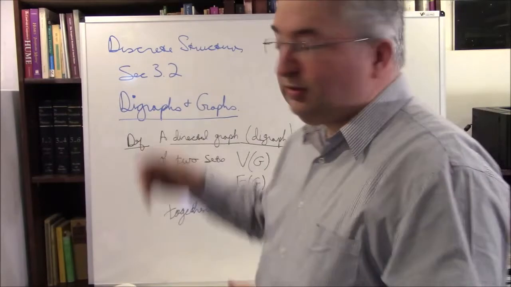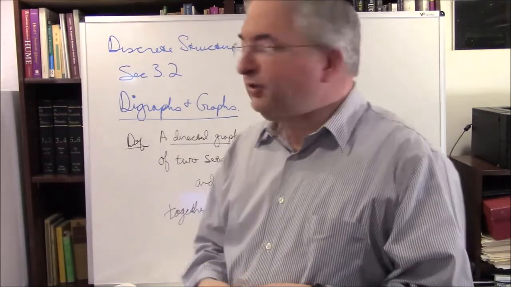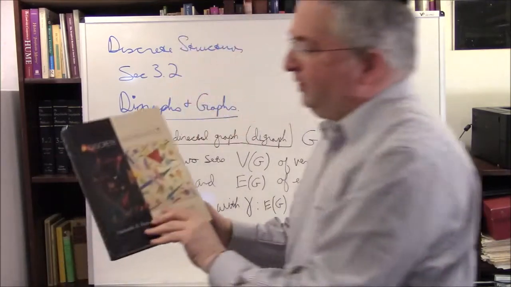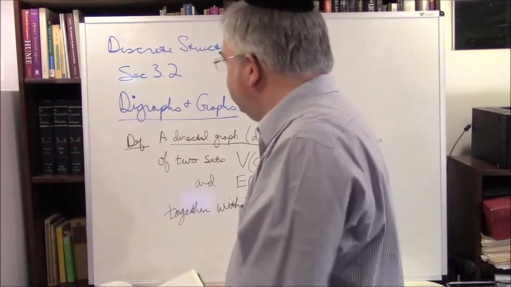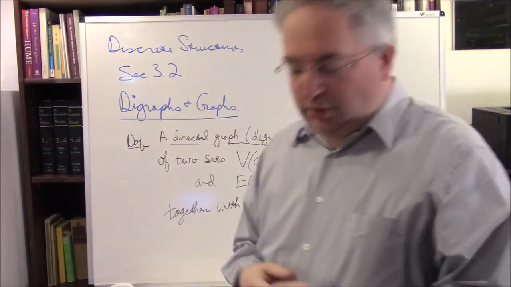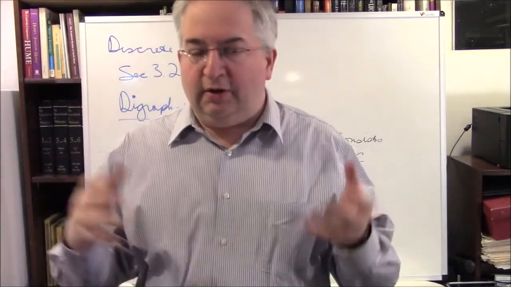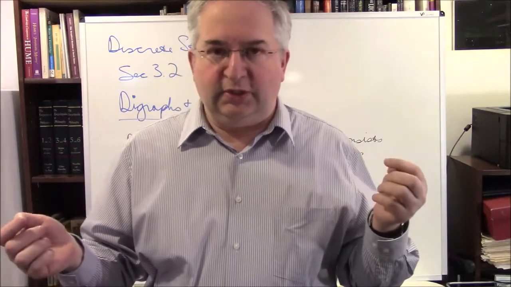We're doing discrete structures. This is the discrete structures class. We're doing section 3.2 of the Ross and Wright book, which is about digraphs and graphs. Okay, so let's just tell you what digraphs and graphs are. Well, let's just tell you what a directed graph is.